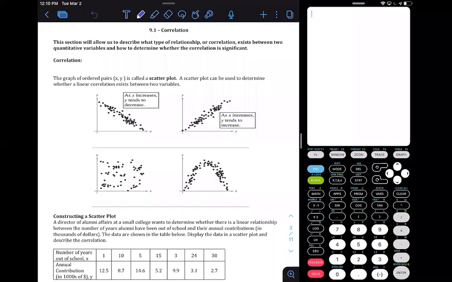Okay, so 9.1, we're talking about correlation. You've done some of this before, looking at linear regression and quadratic regression, taking a set of data and writing an equation for it. We're going to go a step further with it though.